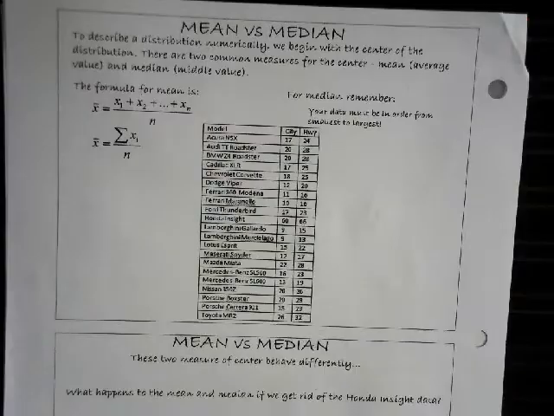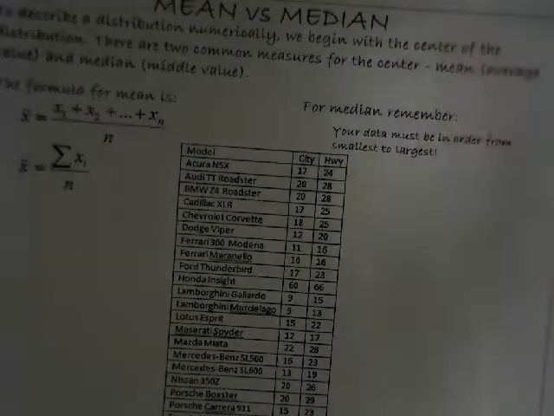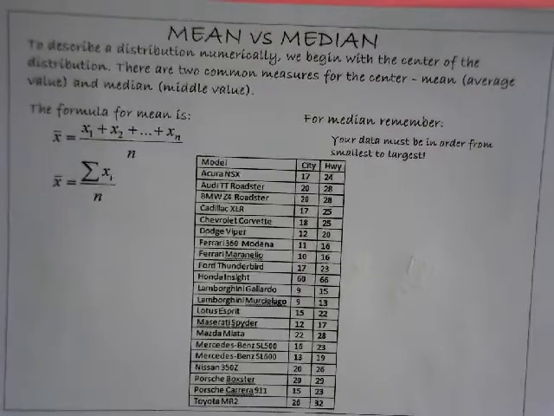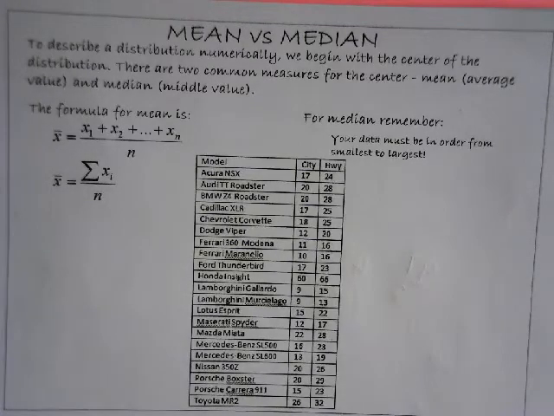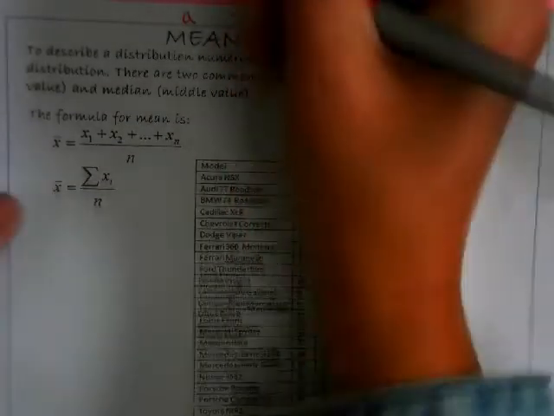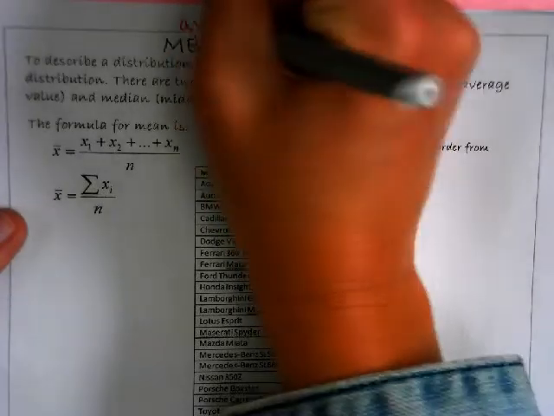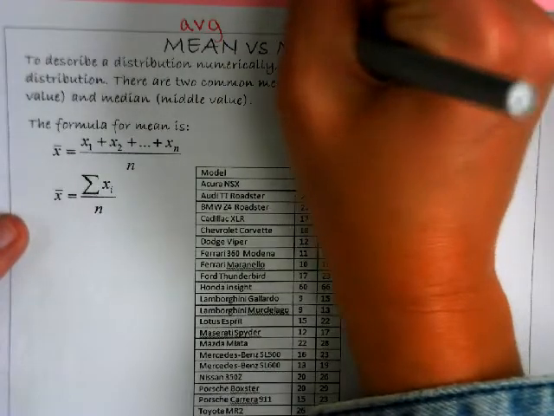To describe a distribution numerically, we begin with the center of the distribution. There are 2 common measures of the center: mean, average value, and median, middle value. Thank you, sir. So the mean means average, median means middle, just like he reminded us. You might want to put it up above so that you don't have to read my little paragraph.